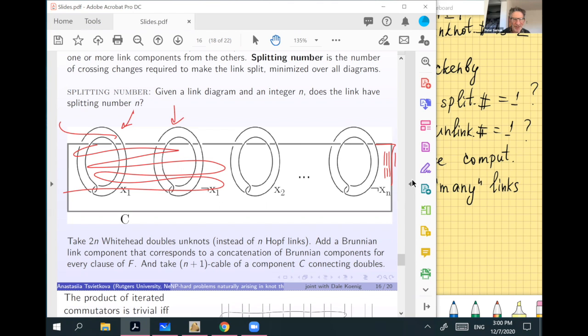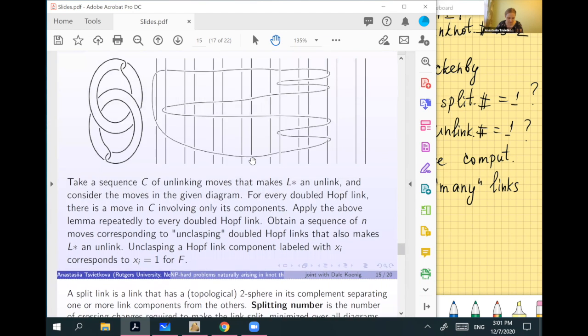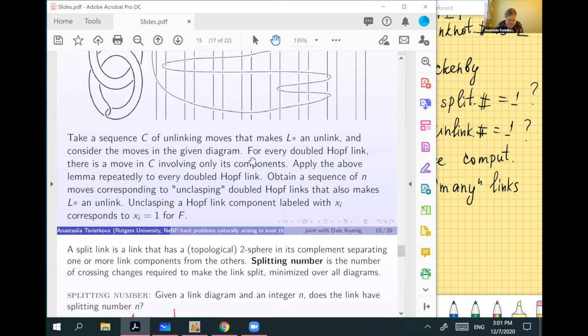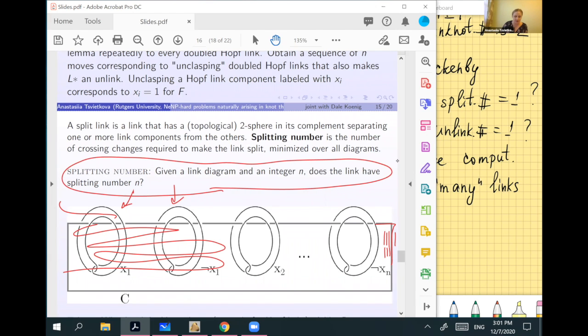Could you repeat the statement of this last theorem that you're proving? About the splitting. What is the theorem? If you formulate a splitting problem, do you have it here? Splitting number: given a link diagram and an integer n, does the link have splitting number n? This decision problem, we will prove, is NP-hard.